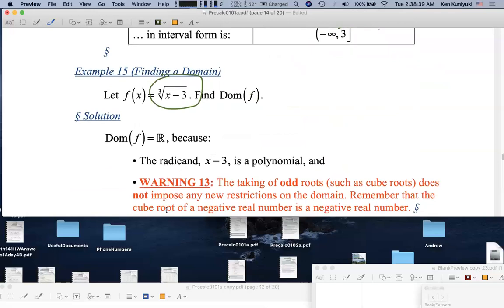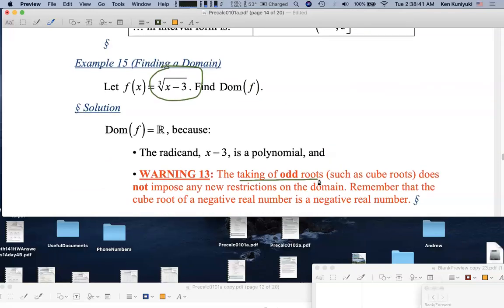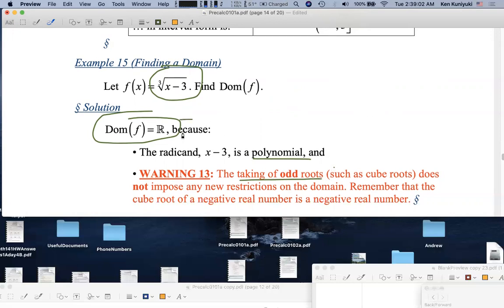In general, if you're taking the odd root, like the cube root, the fifth root, the seventh root of a polynomial, the domain is all real numbers because we're taking the odd root of a polynomial. If f of x is the 11th root of a 20th degree polynomial, what's the implied domain? R, the set of all real numbers.